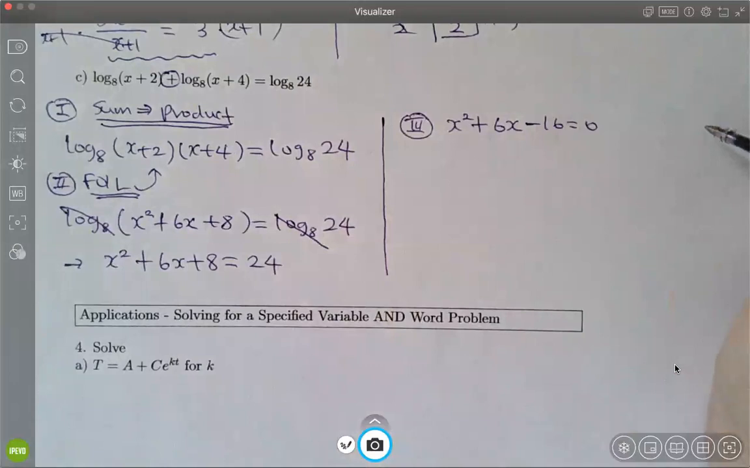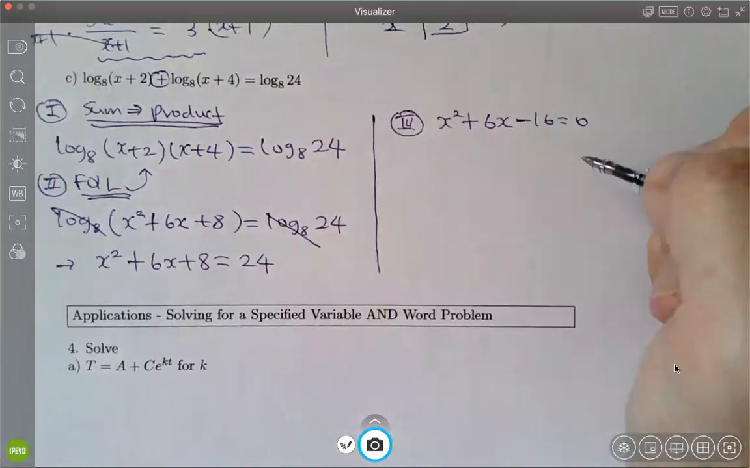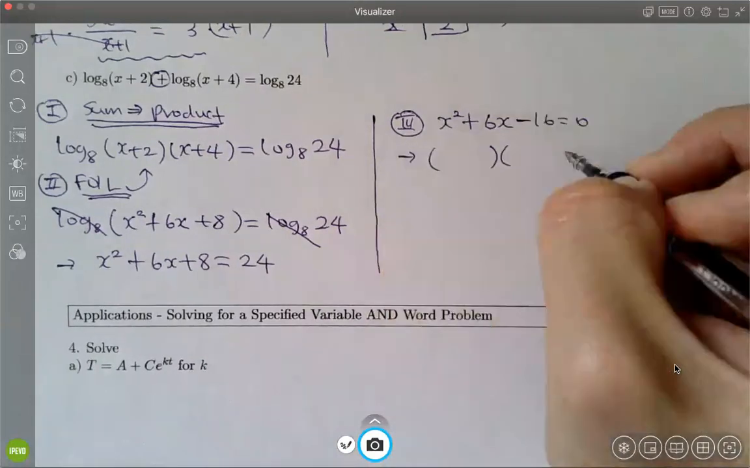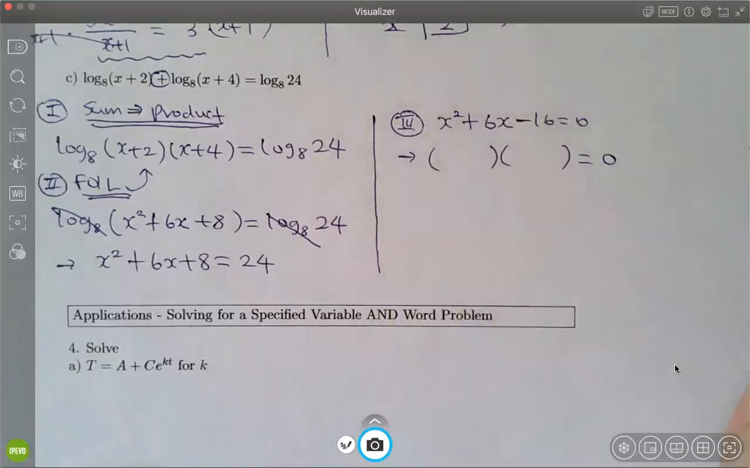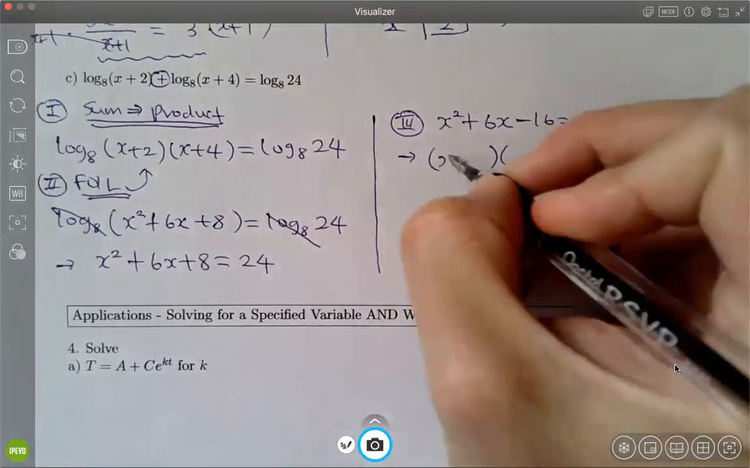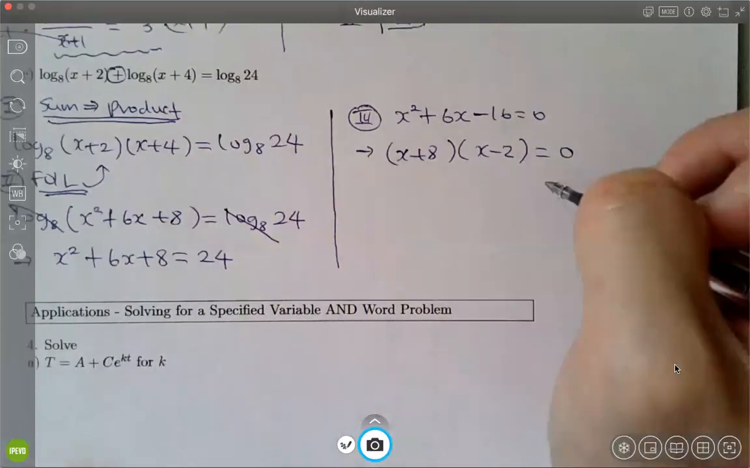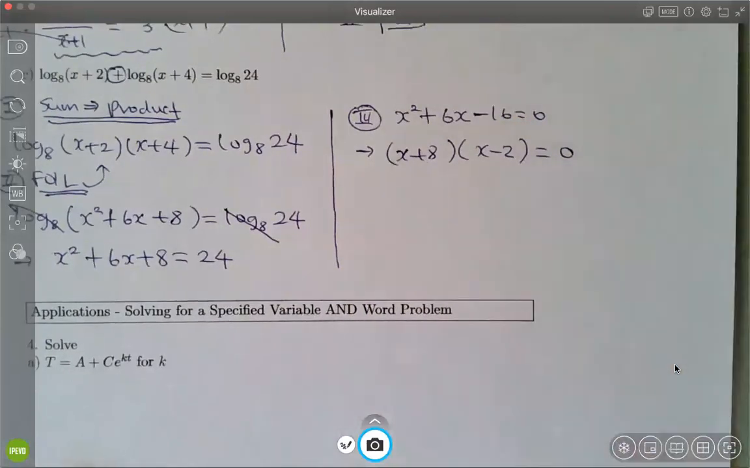Now, can you factor the left-hand side? Yeah. So what times what? 8 and 2. Right, plus 8 and negative 2, right? Okay. So x plus 8 and x minus 2. So x is equal to negative 8 and 2, right?